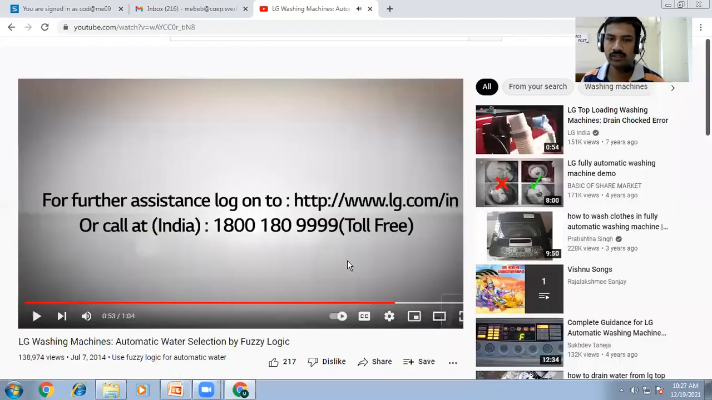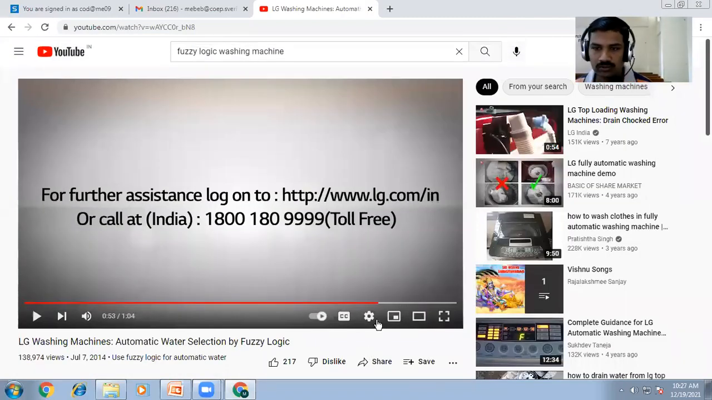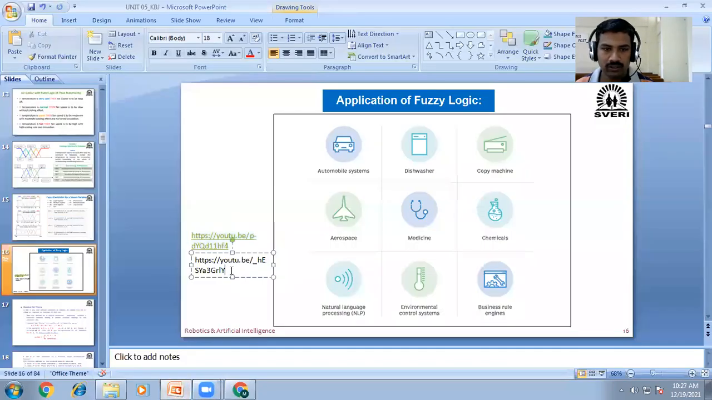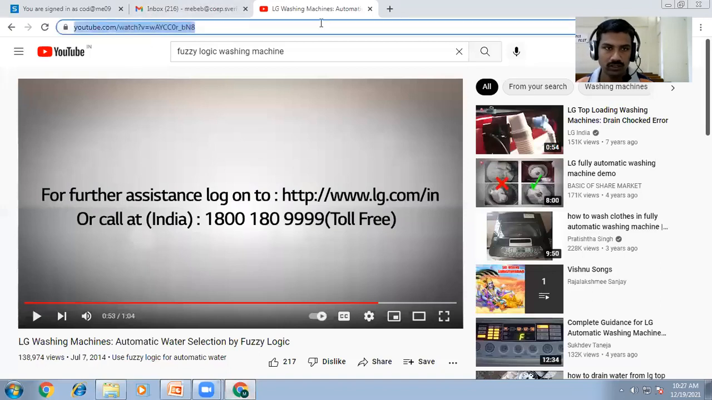Okay, this machine uses fuzzy logic. And the second one is the air conditioner. Okay, fuzzy logic used in air conditioner.